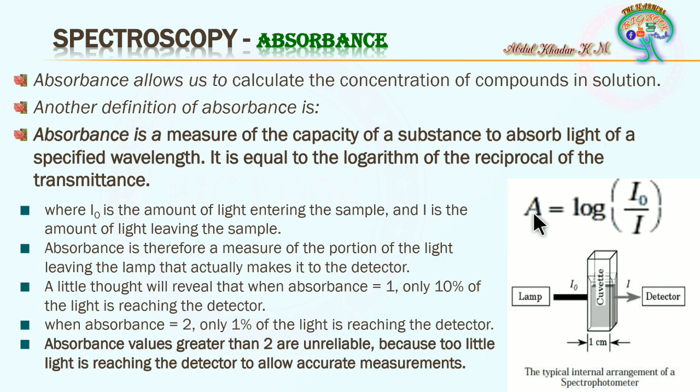Here you can see the formula. A is equal to log I0 by I. I0 is the incident light, I is the final light which has been detected. So the logarithm of this is the absorbance we are going to get. A little thought will reveal that when absorbance is equal to 1, only 10% of the light is reaching the detector. Now here, we always measure the absorbance for different chemical species or components.